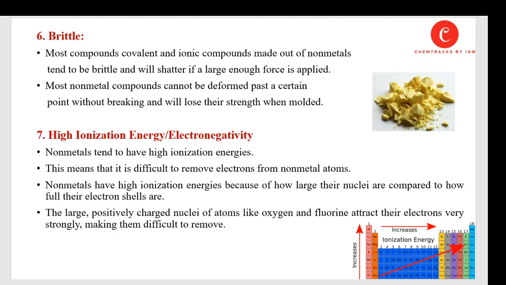So the large positively charged nuclei of atoms like oxygen and fluorine attract their electrons very strongly, making them difficult to remove. So they have high ionization energies or they have high electronegativities.